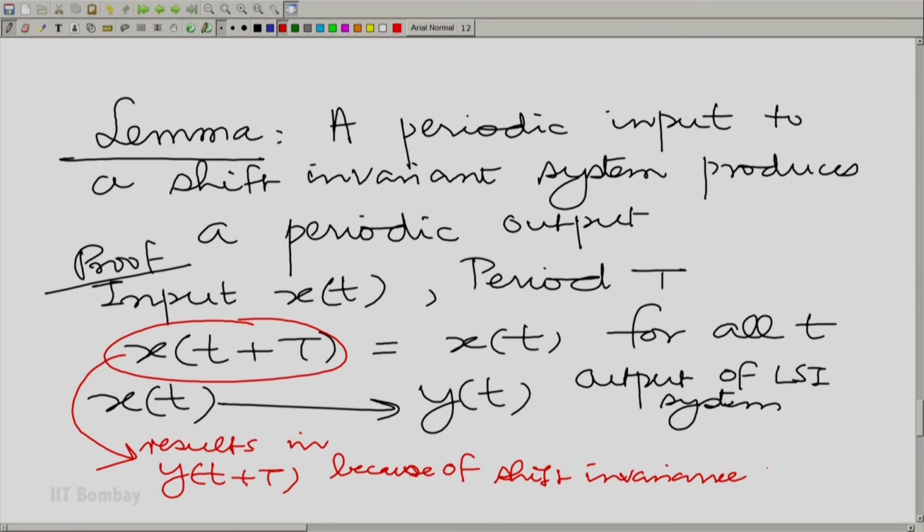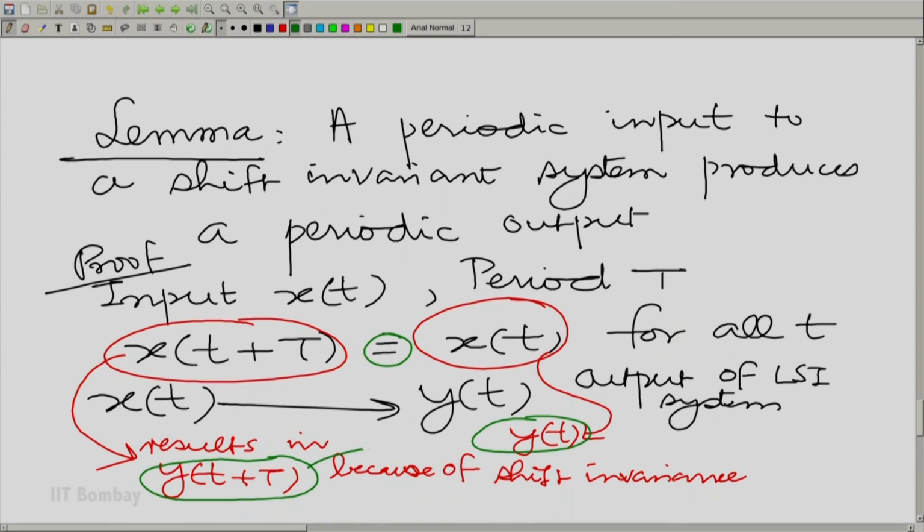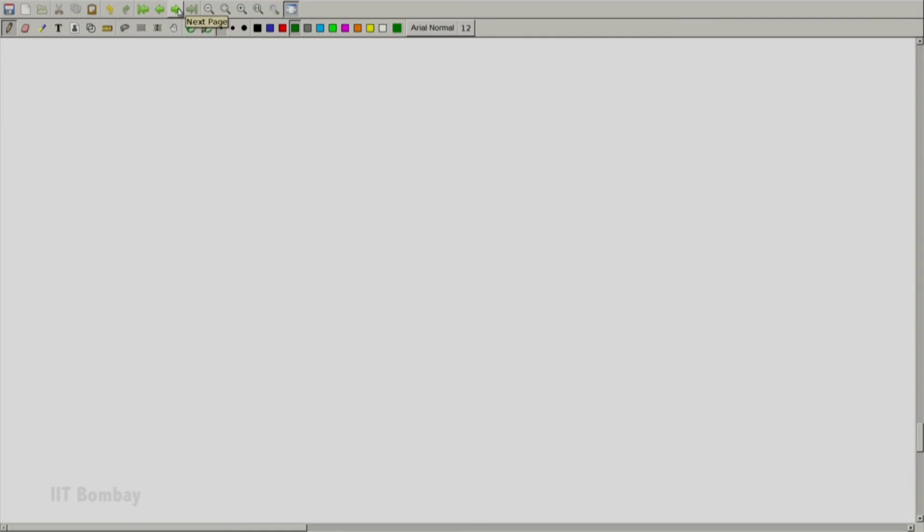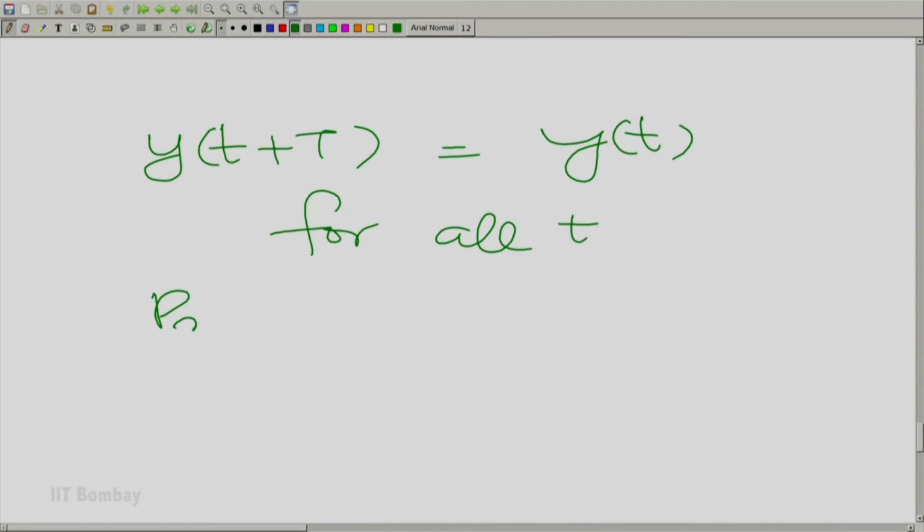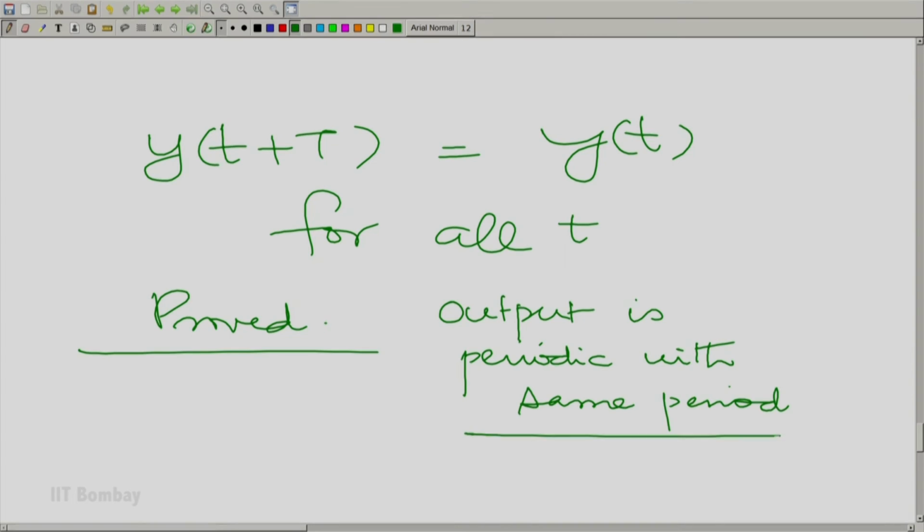And of course, x of t results in y of t, and therefore, these two must be equal. Since the inputs are equal for all t, the outputs must be equal for all t. So, therefore, we have proved the statement y of t plus capital T must be equal to y of t for all t, and we have proved the lemma that the output is also periodic. In fact, the output is also periodic with the same period.